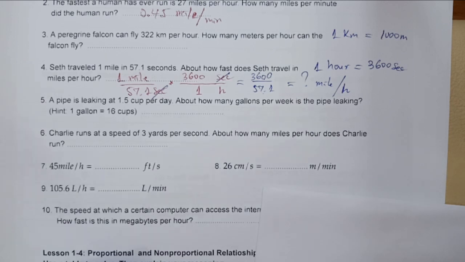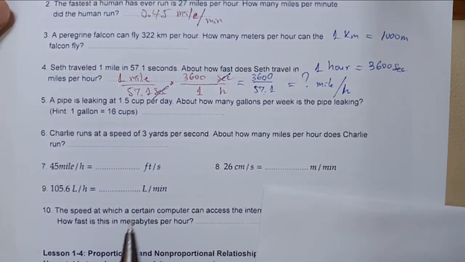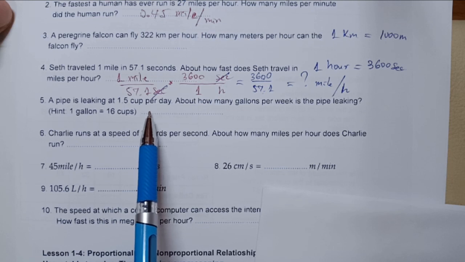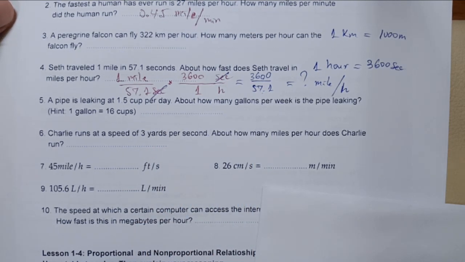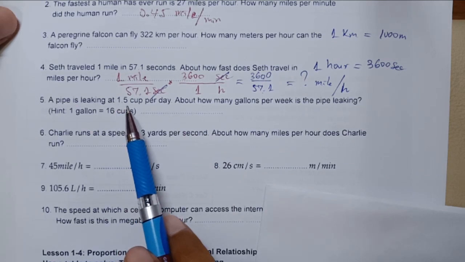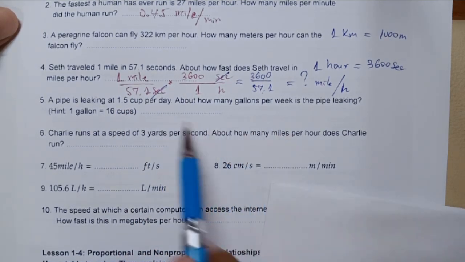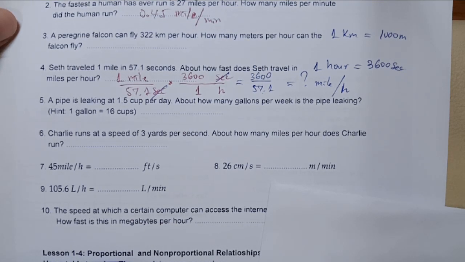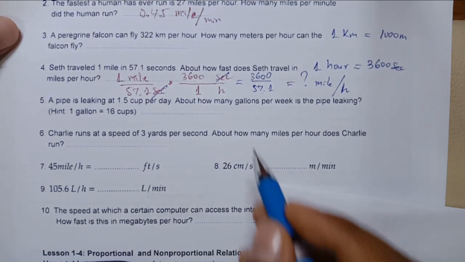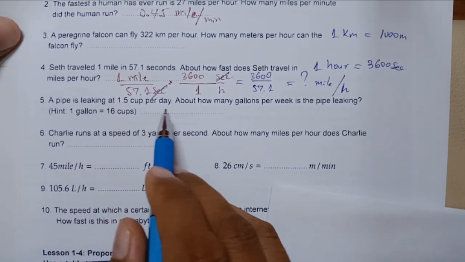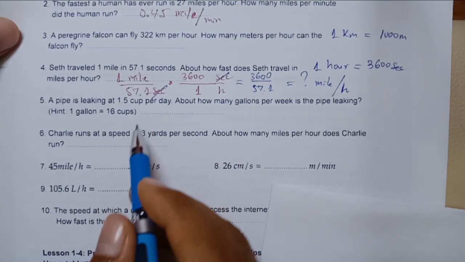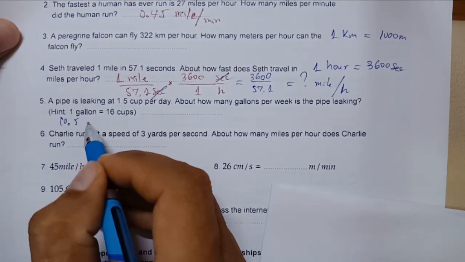Number five, a pipe is leaking at 1.5 cups per day. How many gallons per week is the pipe leaking? First, you need to convert. You need to find the number of cups per week first. So, one day, 1.5 cups. Now, how about in a week? You simply multiply by 7 first. So, 1.5 times 7, you have 10.5. So, within 1 week, the pipe is leaking about 10.5 cups.